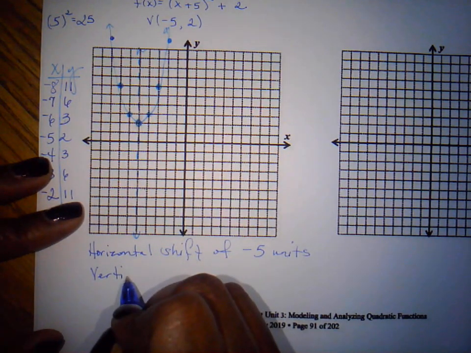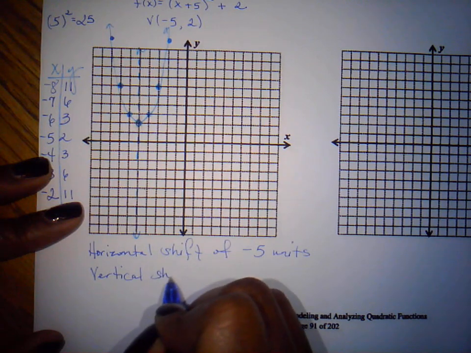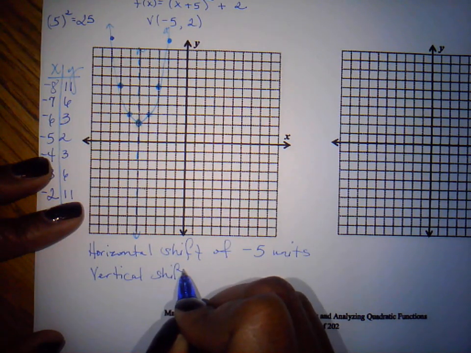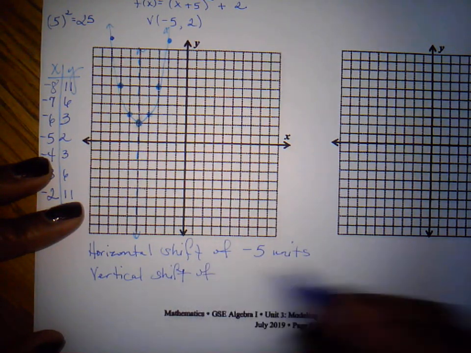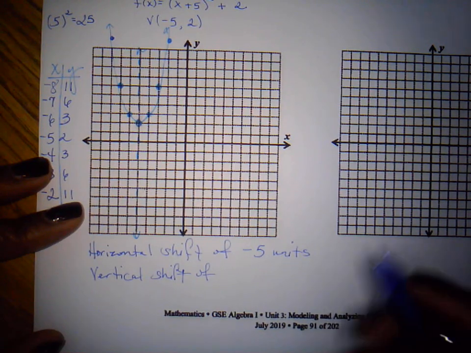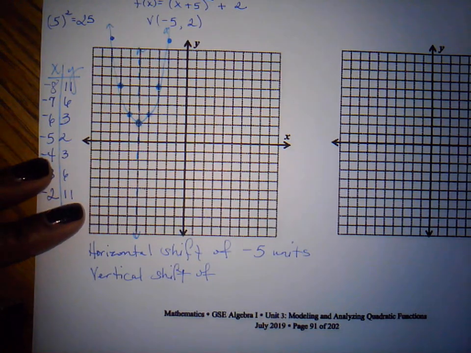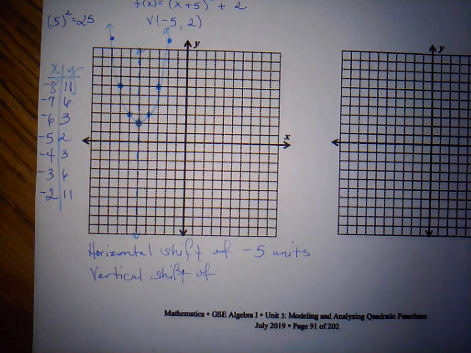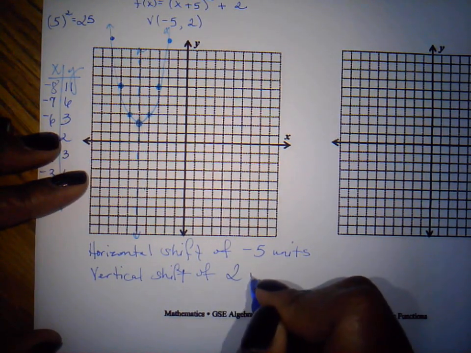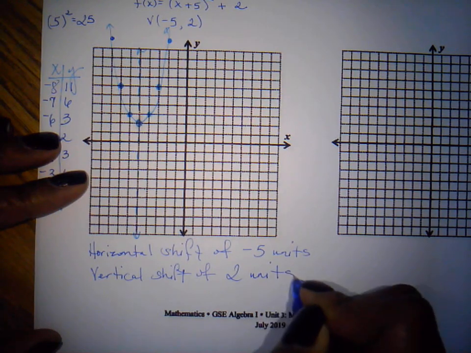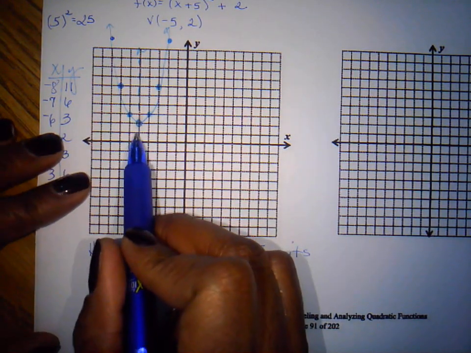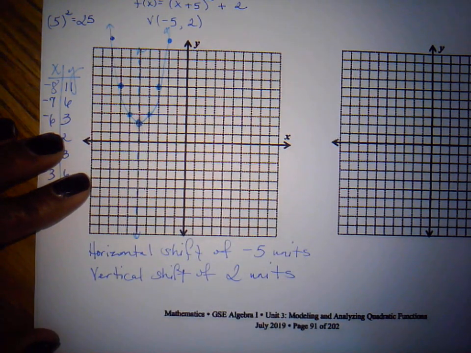And then a vertical shift of what? What's my vertical shift? 2 units, because it went back 5 and up 2, right? Back 5, up 2.